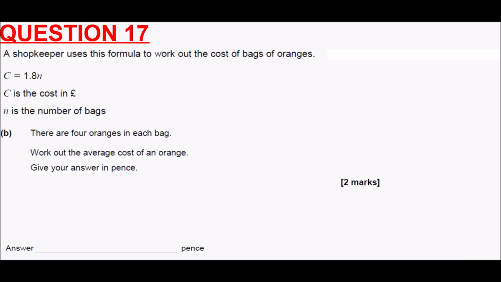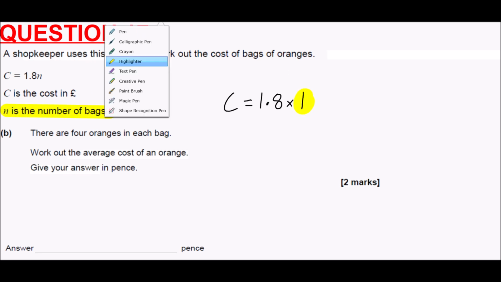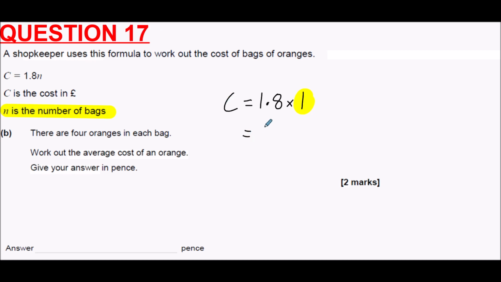And part B, there are 4 oranges in each bag. Work out the average cost of an orange. Give your answer in pence. So if there's just 1 bag, the cost of 1 bag would be 1.8 multiplied by 1, because here we're just thinking about 1 bag of oranges. And unsurprisingly, 1.8 multiplied by 1 is just 1.8. Which in terms of money is £1.80, or 180 pence.